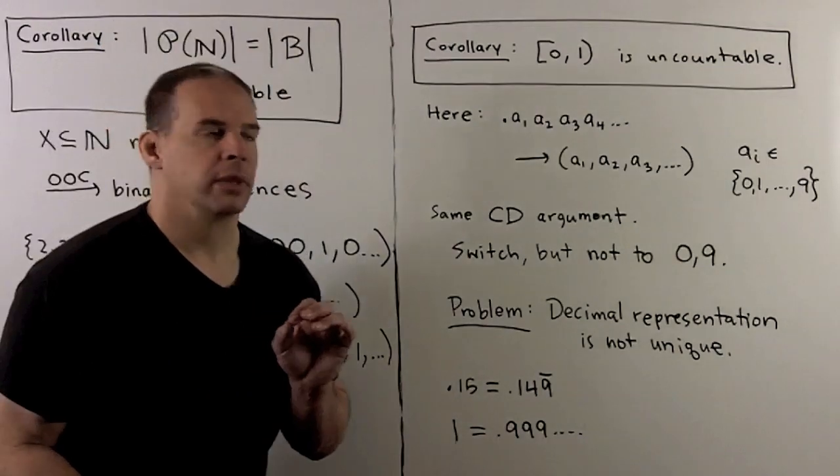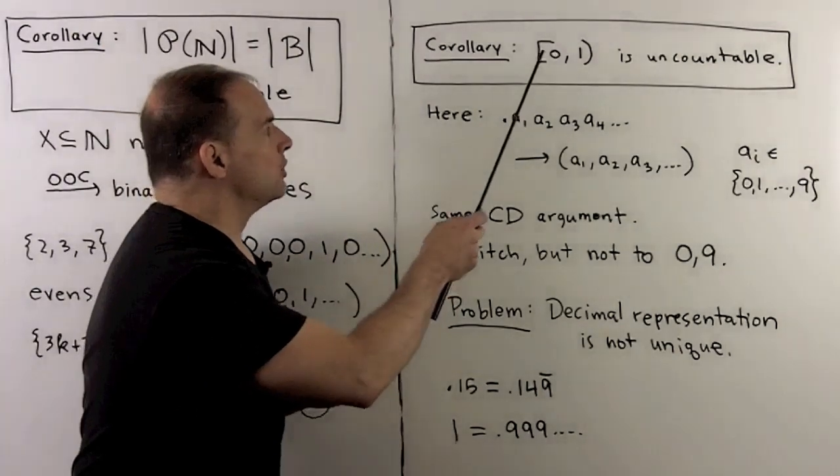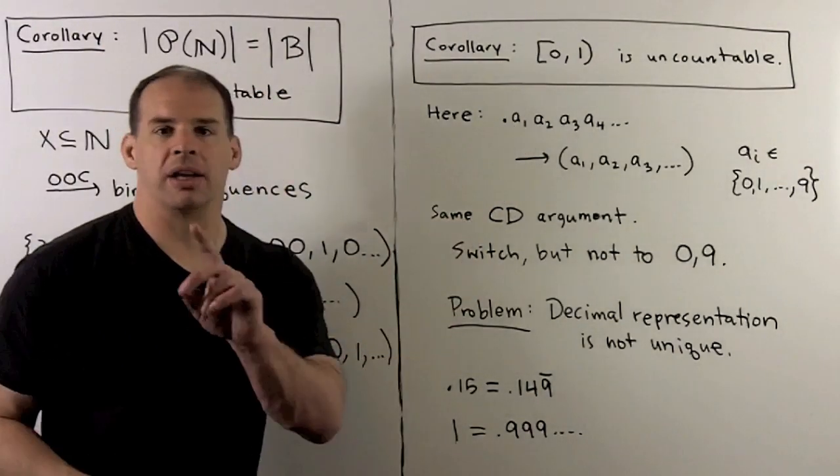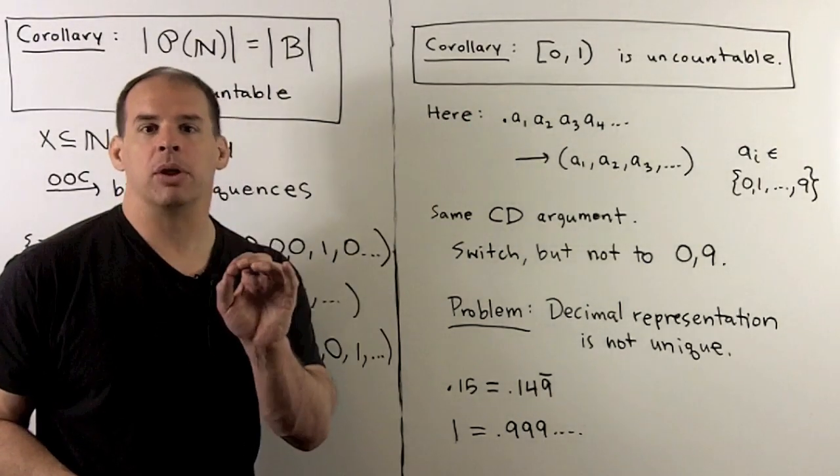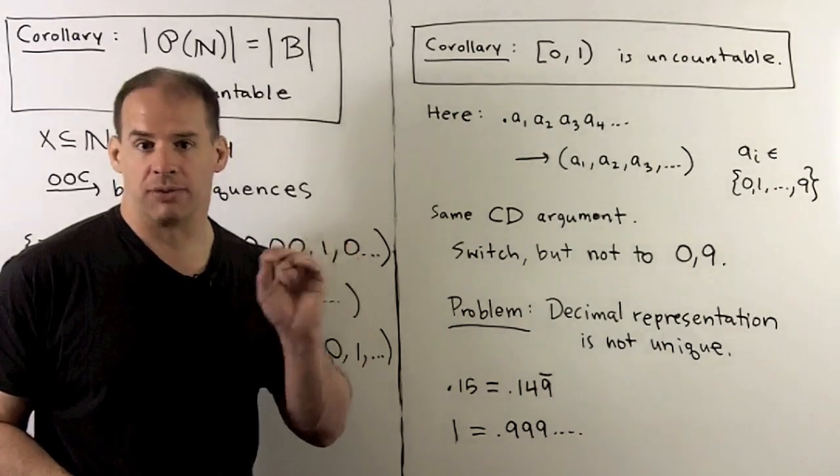Next corollary, this is a big one. The interval from 0 to 1, including 0, is uncountable. So we have a subset of the real numbers which is uncountable. That means the real numbers themselves are uncountable.